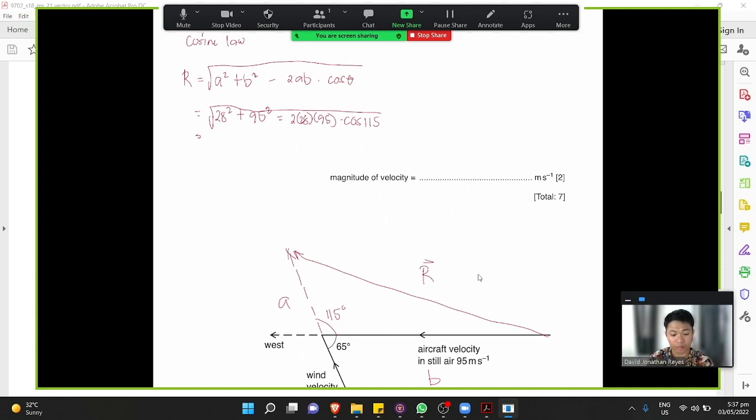All right, there you go. Then I got an answer of 109 meters per second. That's how you answer in finding the resultant velocity.